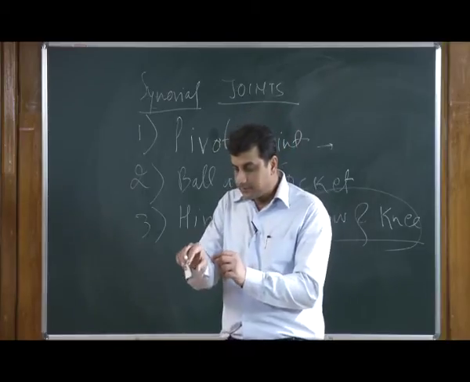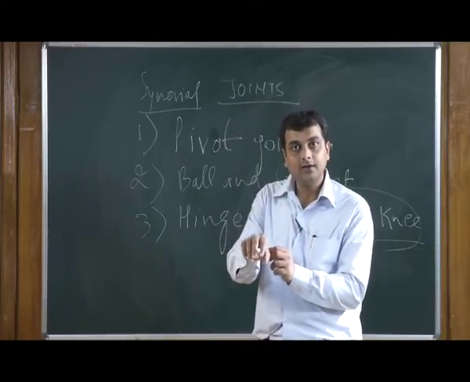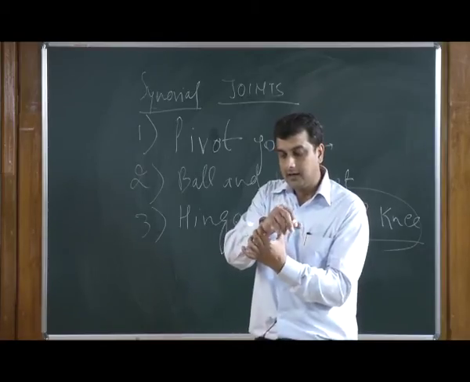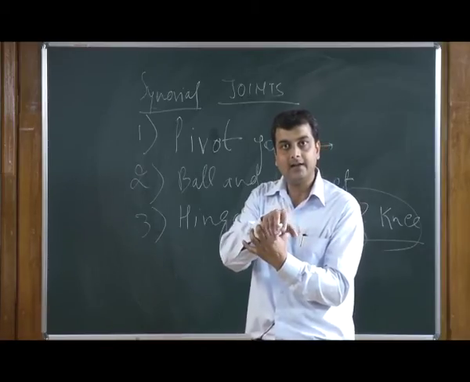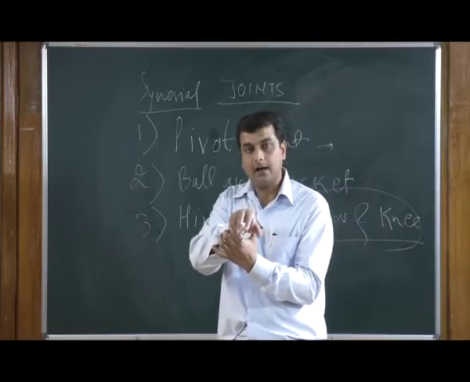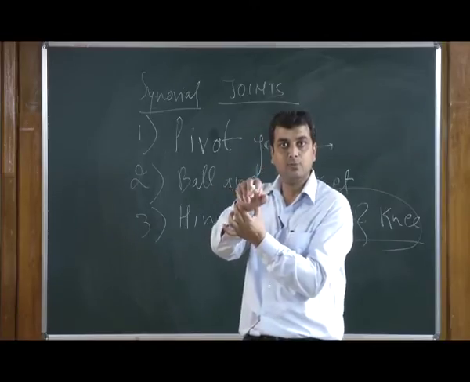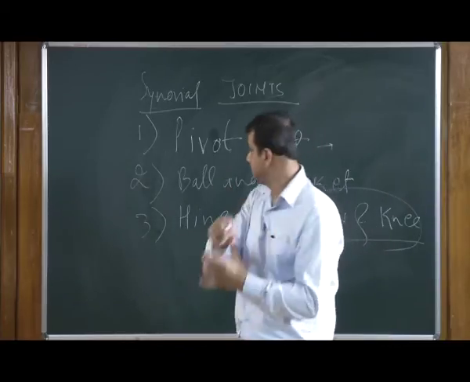Next, we have some joints here. This is kind of gliding. The complete area is kind of gliding. If you see this area, this is completely gliding. This is just a movement of the carpals. In between carpals you have complete movement. So this is called gliding joints.